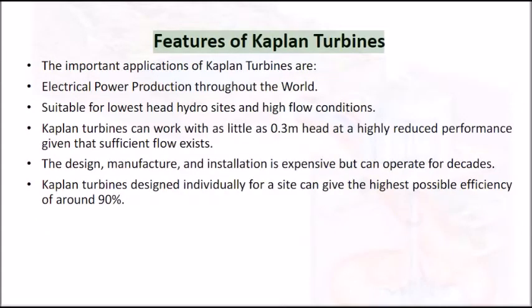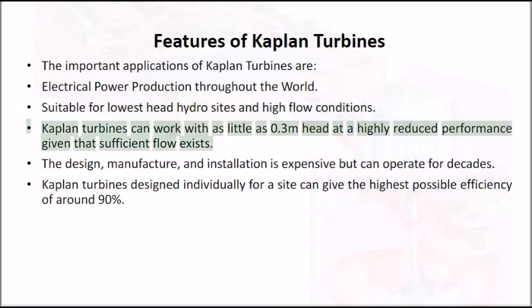Features of Kaplan turbines. The important applications of Kaplan turbines are: electrical power production throughout the world. Suitable for lowest head hydro sites and high flow conditions. Kaplan turbines can work with as little as 0.3 m head at a highly reduced performance, given that sufficient flow exists.